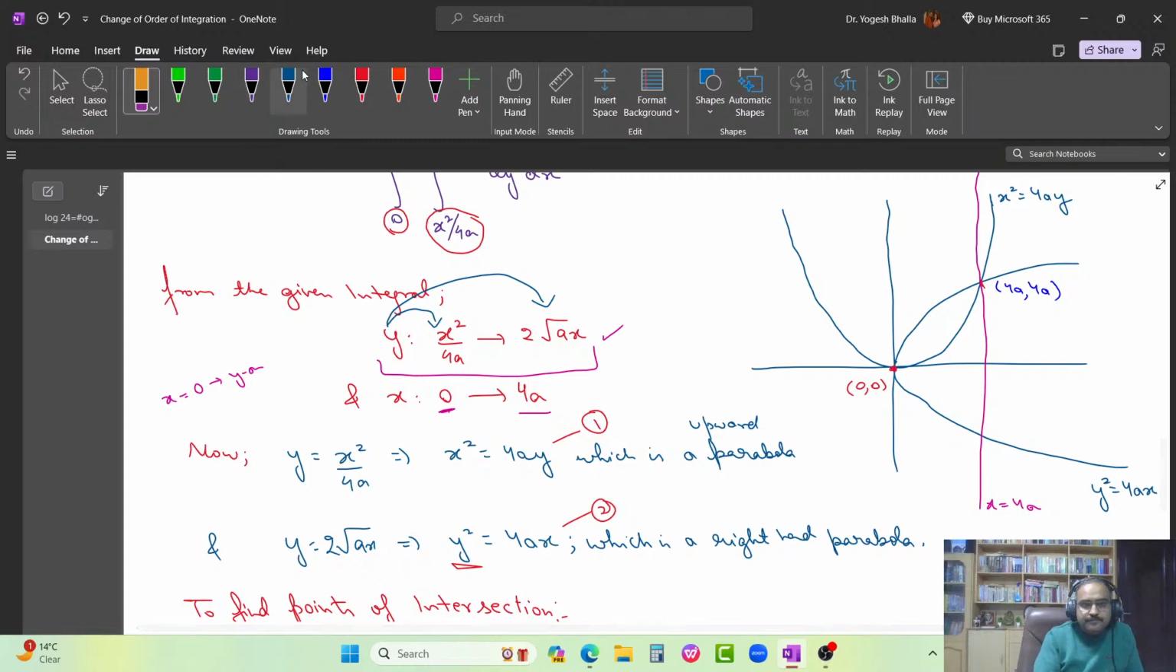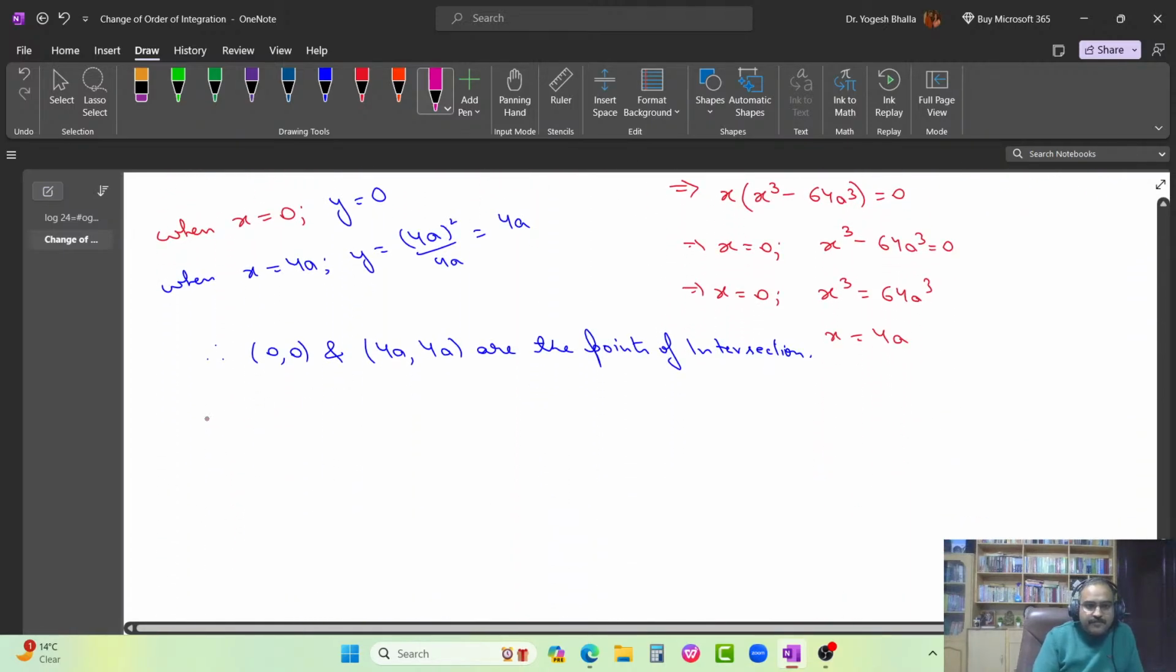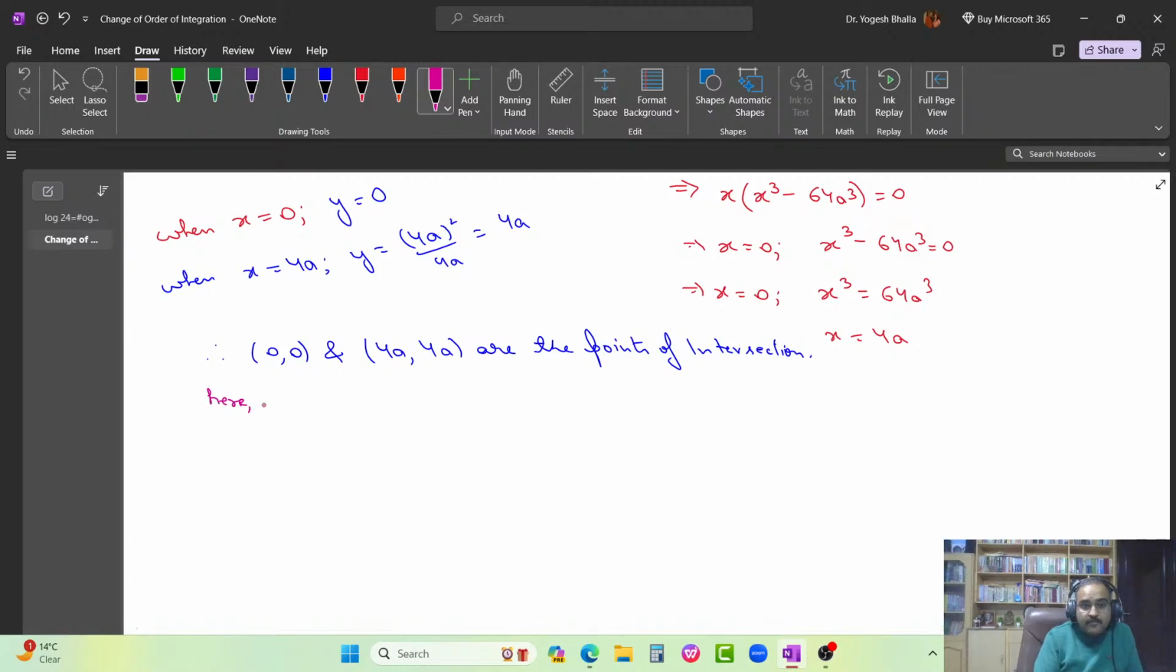So what I do now is plot a strip. Which type of strip have they given? Since they have taken the limits of y, I have to take a vertical strip PQ. So in the given statement, a vertical strip has been taken.